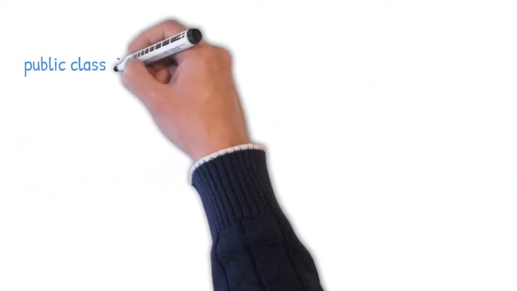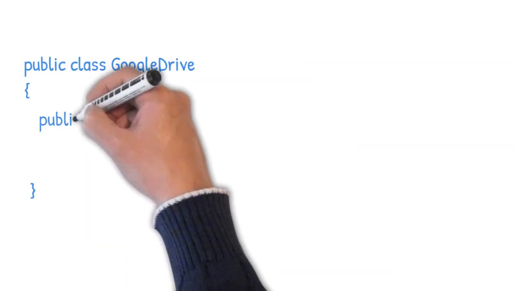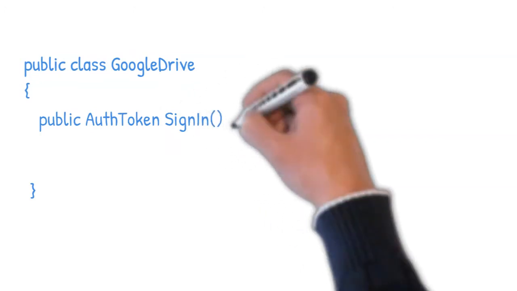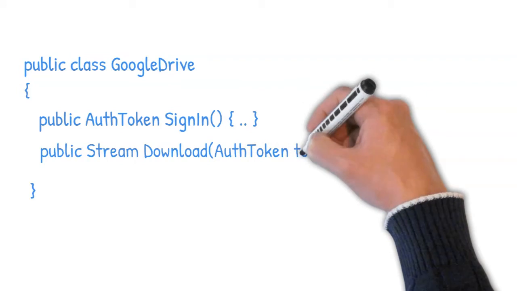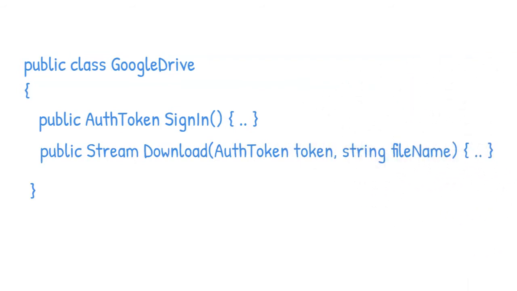Let's say we have a third-party project that exposes a class GoogleDrive. This class has two methods. First one is the sign-in method that creates an authentication token for you. And the second method is the download method, which, given an authentication token and a file name, downloads it from the Google Drive.